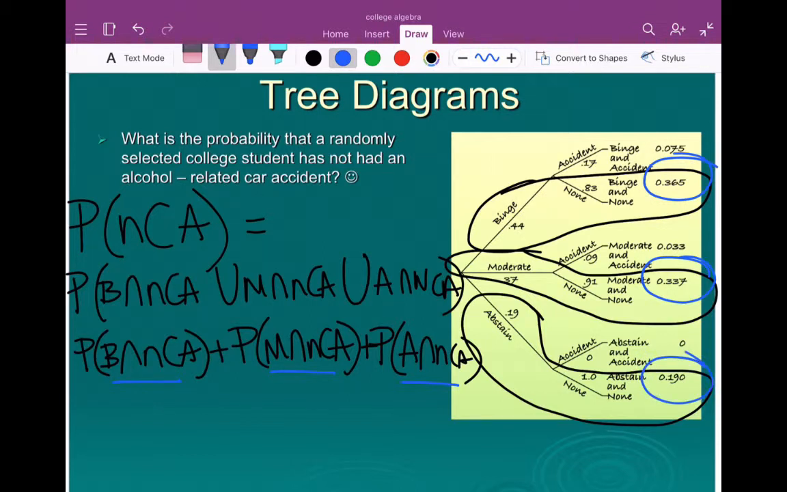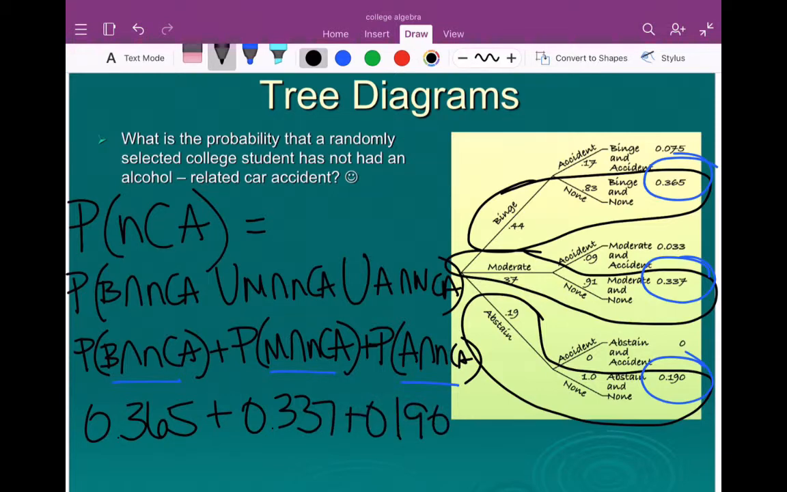These three probabilities we have already calculated by multiplying across the tree diagram. So again, you multiply as you go across the tree diagram. So this would then become 0.365 plus 0.337 plus 0.190, which ends up equaling 0.892, or 89.2%. So the probability that a randomly selected college student has not had an alcohol-related car accident is 89.2%.